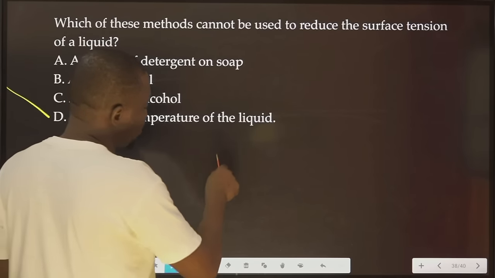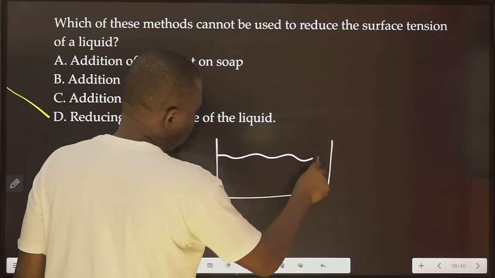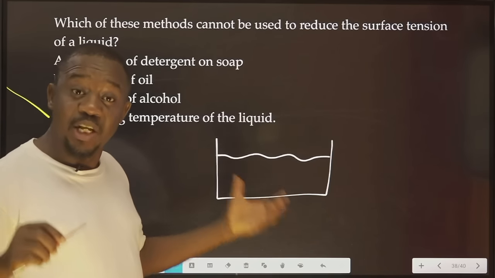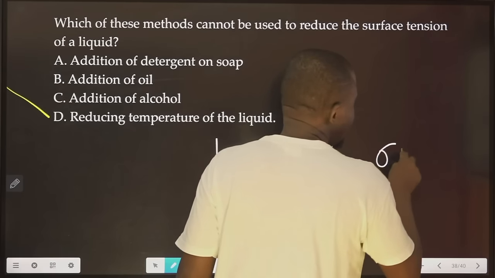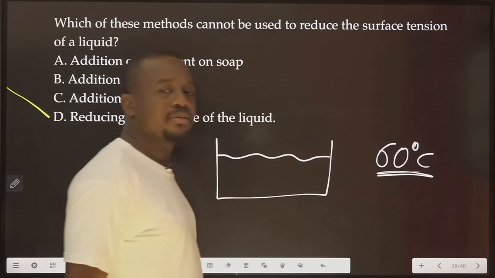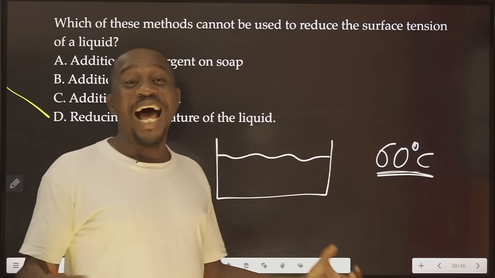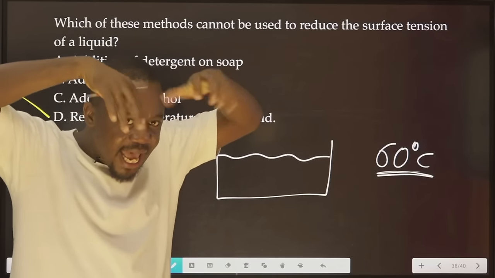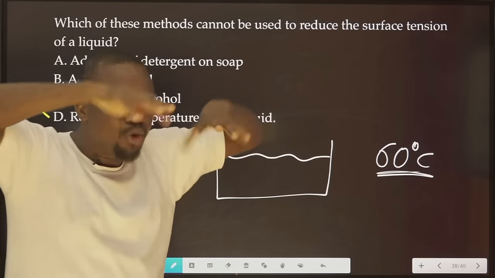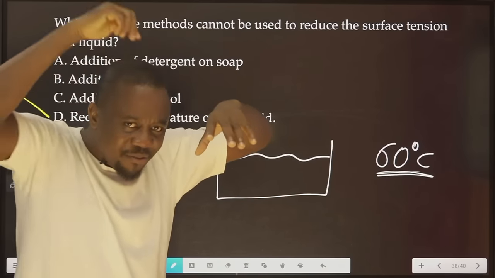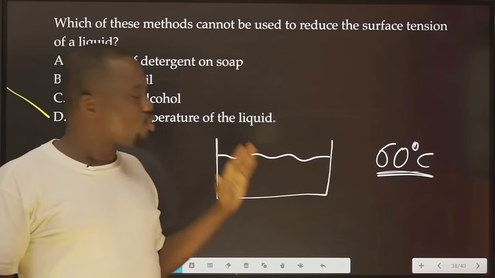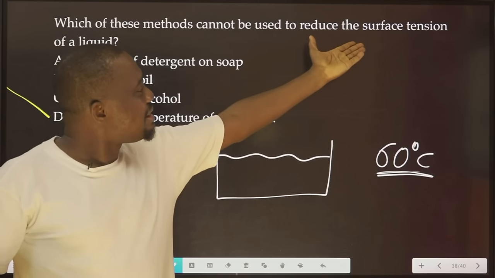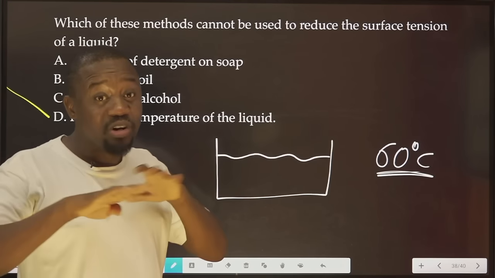Say this liquid, if you reduce the temperature of this liquid, assume the temperature of this liquid currently is, say, 60 degrees Celsius. It means the molecules are energetic. Imagine little balls. They're energetic. While you are energetic, you are not coordinated. You are giving space for the enemy to penetrate you. So the surface will be less tensed. The tension will reduce.